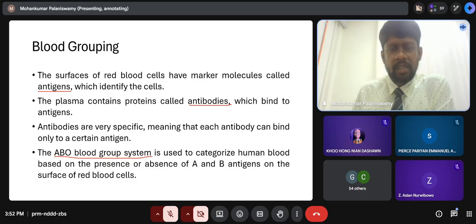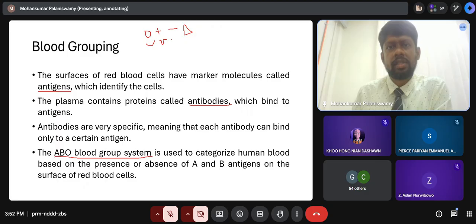Antibodies are very specific, meaning that each antibody can bind only to a certain antigen. So there are different types of antigens like this, like this, like this, like this, and we have different types of antibodies like this, like this.